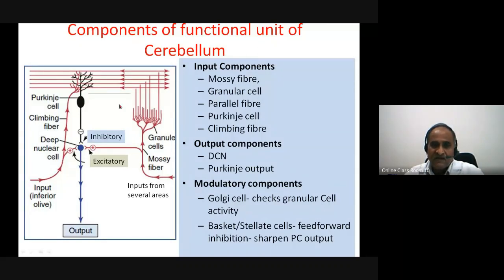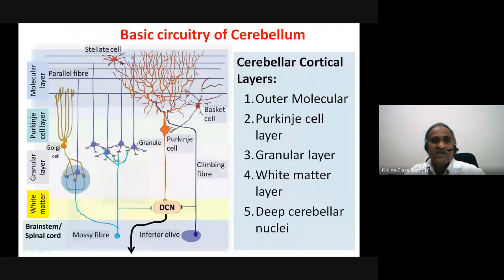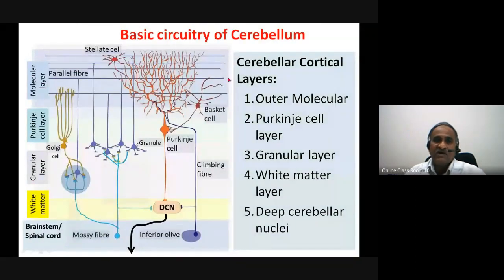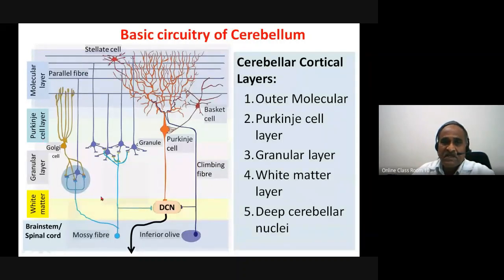I will just mention the Golgi cell, which checks the granular cell activity, and the stellate and the basket cells, which check the Purkinje cell activity. Maybe here you see those. This is a Golgi cell, and these are the basket cells and Purkinje cells. Now, this is again the picture of the basic circuitry of the cerebellum. What I started from here in the functional unit is missing certain cell types, that is why I have just added these cell types.